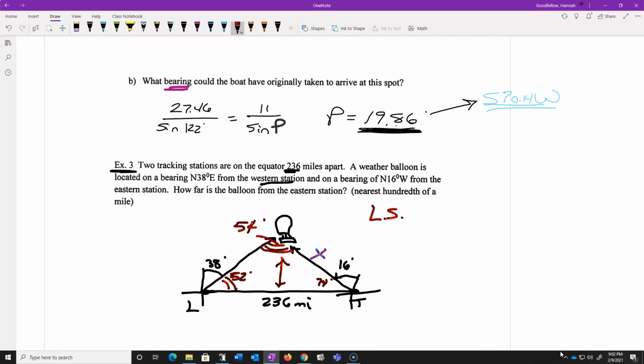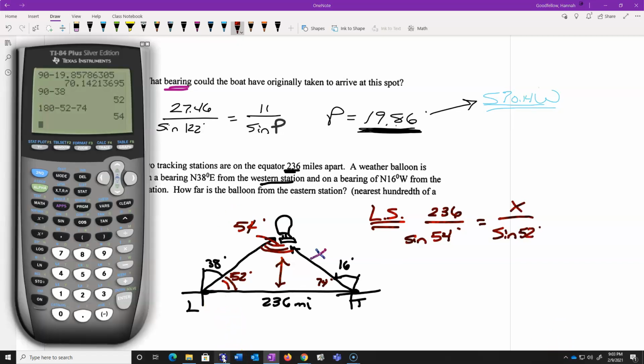I don't know why this is even in the law of cosines section. It's really a law of sines deal. I can set it up as 236 divided by sine of 54 degrees is going to equal x over the angle that it's across from, which is sine of 52 degrees. Okay, cross multiply and solve. Let's see what we get.